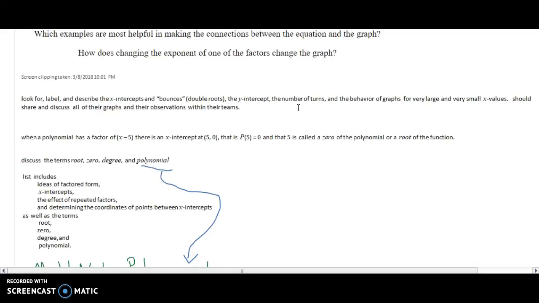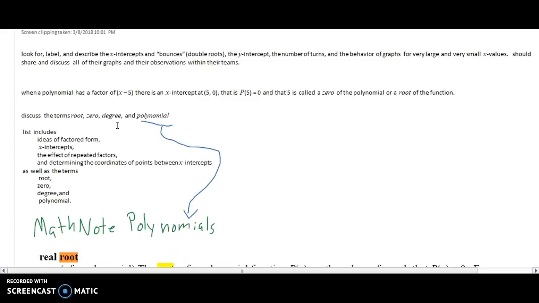And same with infinity. As it approaches infinity, in the x value, does y also approach infinity? Does it approach negative infinity? Does it approach a set number? And what are the behaviors of graphs for very large and very small x values? And so hopefully that gives you some thoughts as you are discussing those different polynomials. A couple of things to keep in mind, hopefully to jog memory.